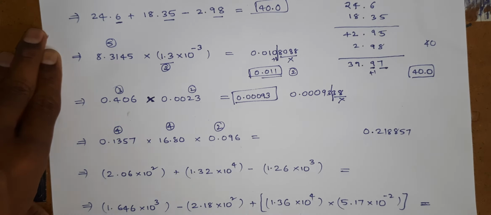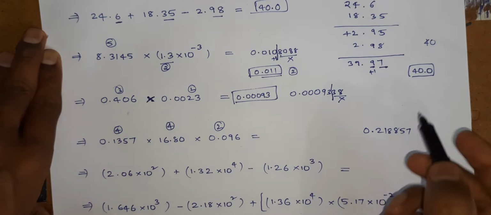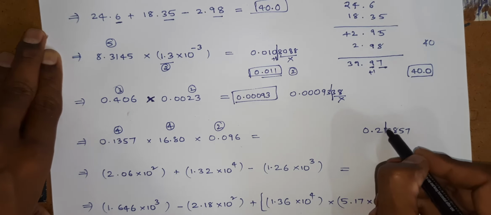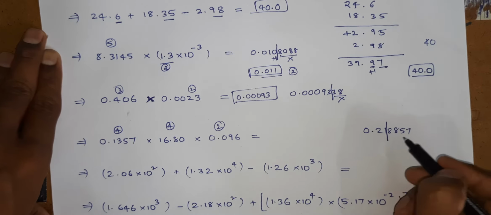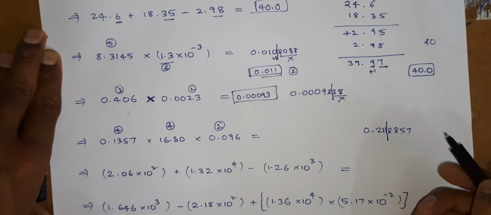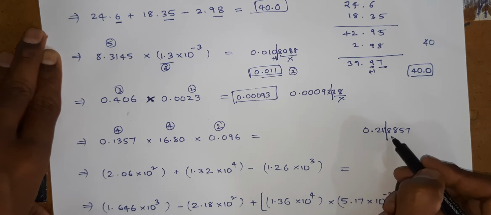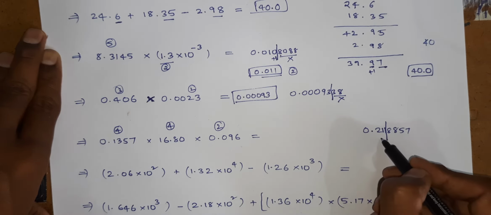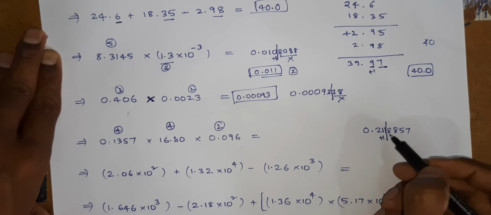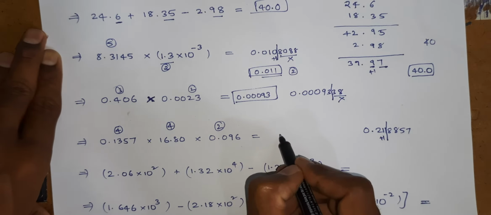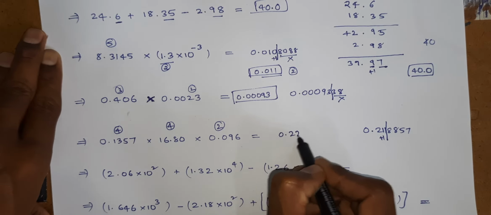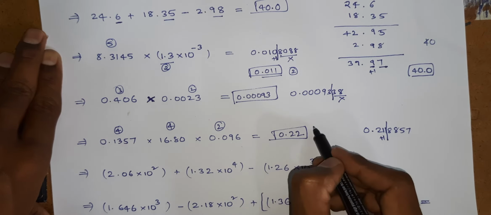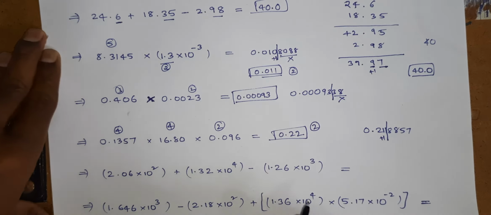Okay, you have to show it in two significant figures only, so that's why you have to round the 8. Here 8 is greater than 5, so the preceding number is increased by 1. If you add 1, you will get 0.22, so this is in the form of two significant figures.